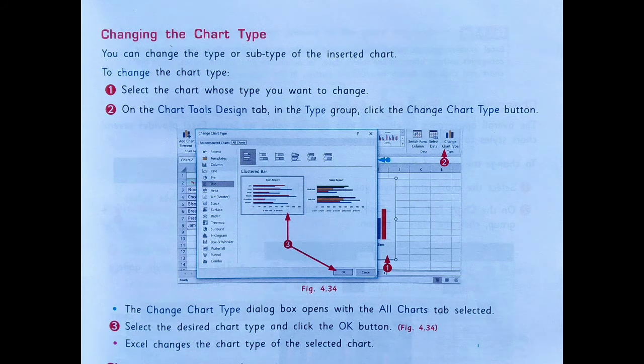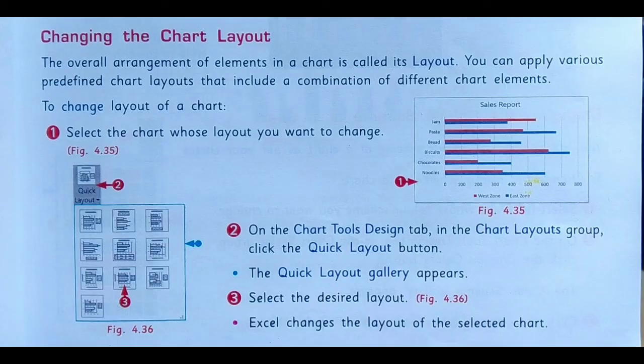Changing the chart type. You can change the type or subtype of the inserted chart. To change the chart type, select the chart whose type you want to change. On the Chart Tools Design tab, in the Type group, click the Change Chart Type button. The Change Chart Type dialog box opens with the All Charts tab selected. Select the desired chart type and click the OK button. Excel changes the chart type of the selected chart.